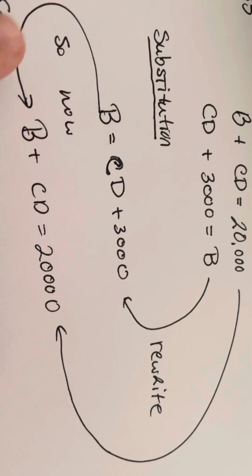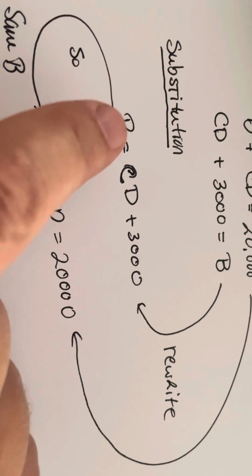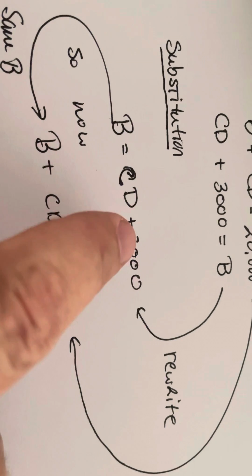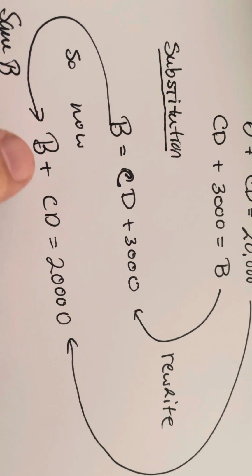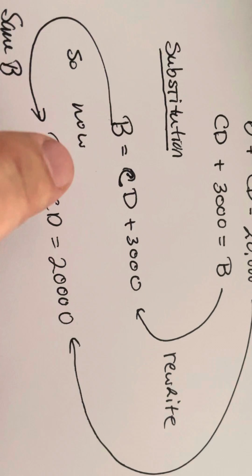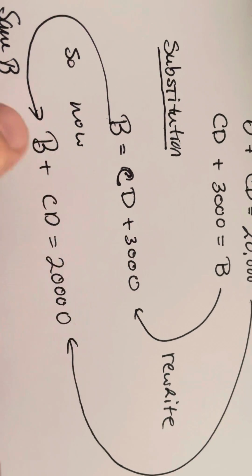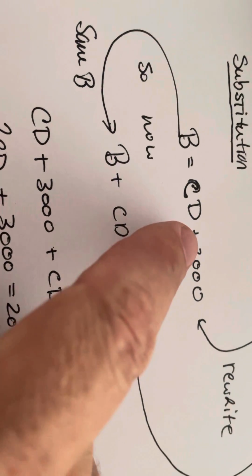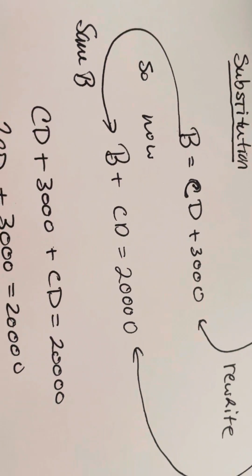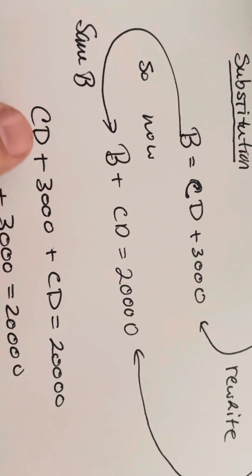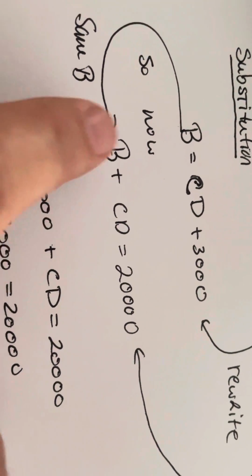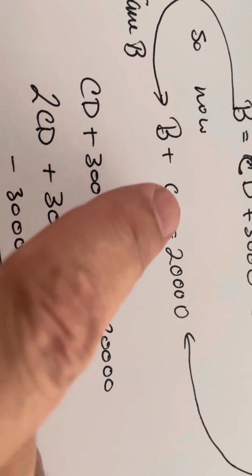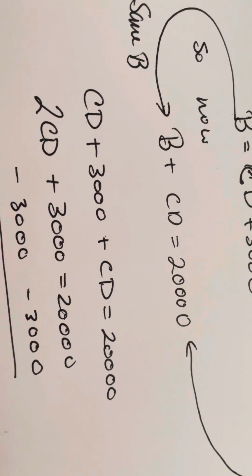Now you'll notice that this B and this B are the same thing. So those values are the same. And by the property of transitivity, if this equals this and this equals this, then these two things can be equal. And so substitution is allowed to occur, and this will replace that variable B. So this expression, CD plus 3,000, is replacing the letter B. So we have CD plus 3,000 plus CD is equal to 20,000.